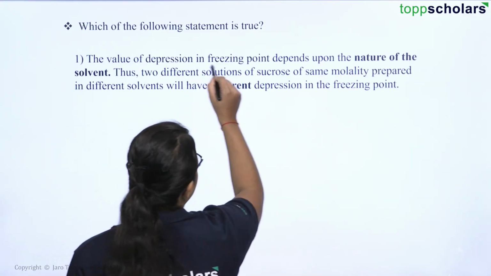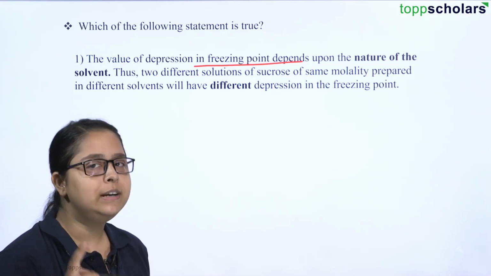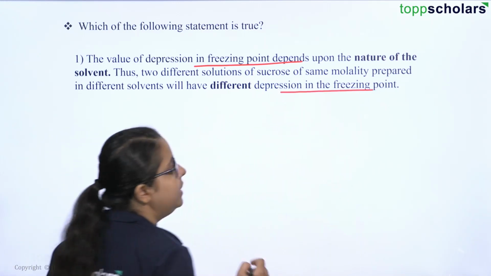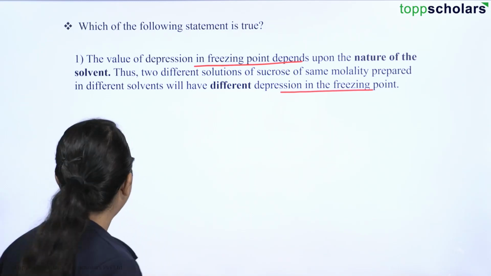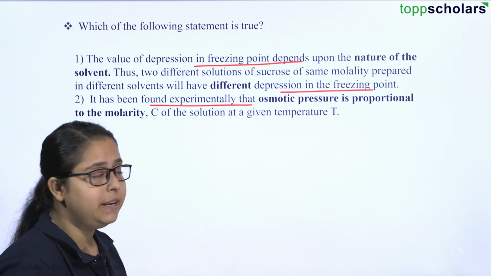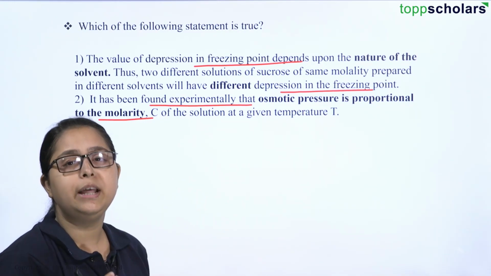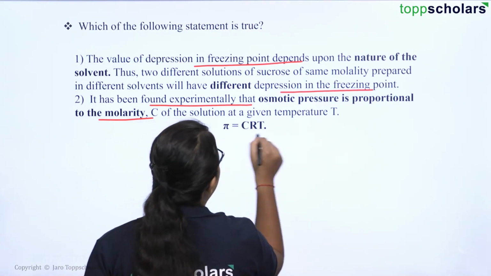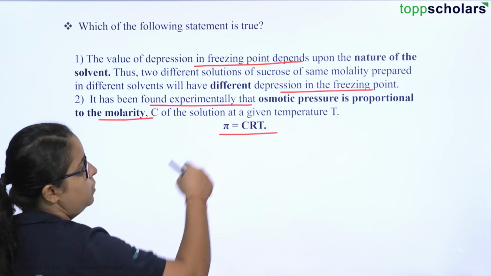So, the value of depression in freezing point depends upon the nature of the solvent. And since you are changing the solvent, that means the value will also change. Okay. This depression in freezing point is basically a colligative property. You should know what colligative properties are. Okay. Then we have the second statement. It has been found experimentally that osmotic pressure is proportional to the molarity, at a given temperature which is represented by T. Hence, we will have the formula pi is equal to CRT. Over here, pi is representing the osmotic pressure.